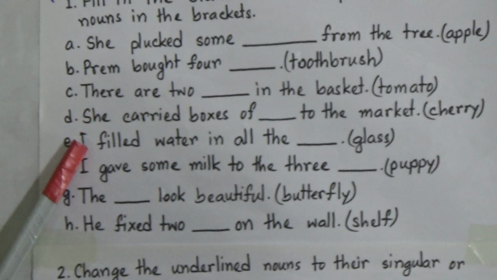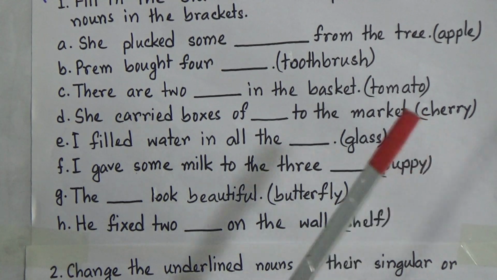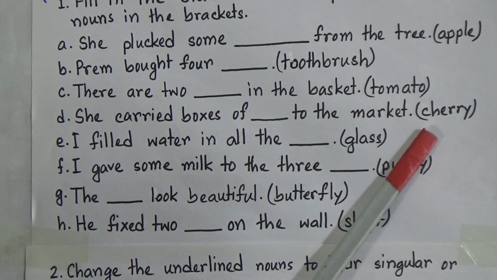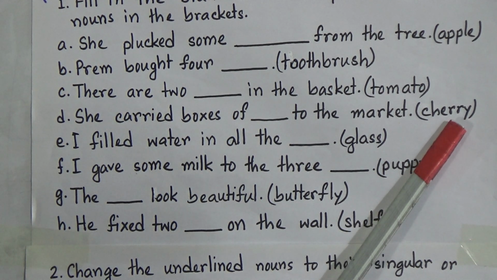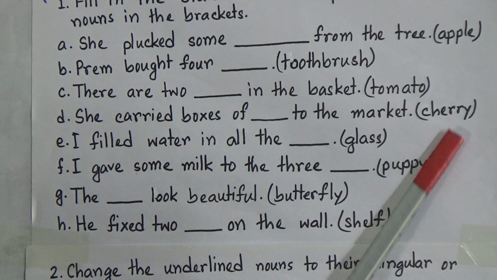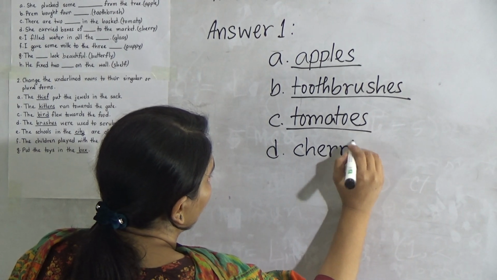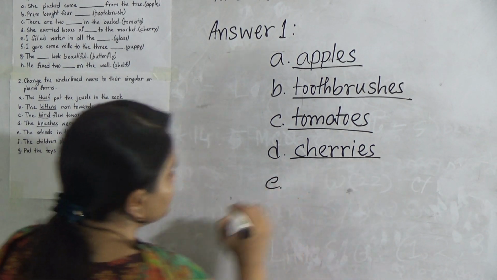And now look, number D, she carried boxes of dash to the market, and in bracket cherry. And now look at the word cherry. The word cherry ends with Y, and if the word ends with Y, we will drop Y and we will add IES to make it plural. So number D will be cherries, C-H-E-R-R-I-E-S. Now we will go to number E.